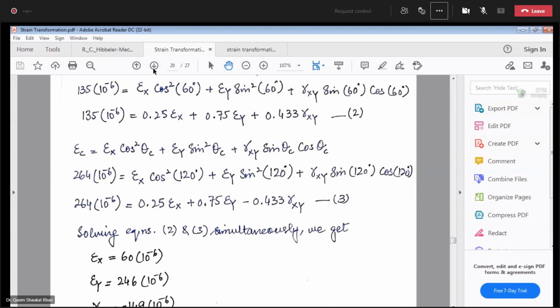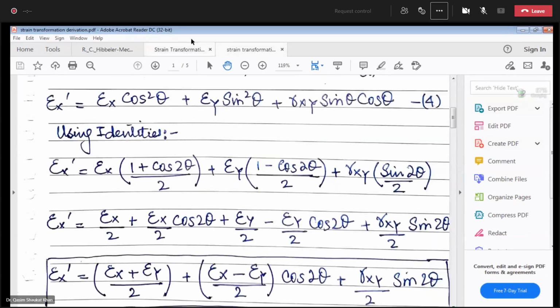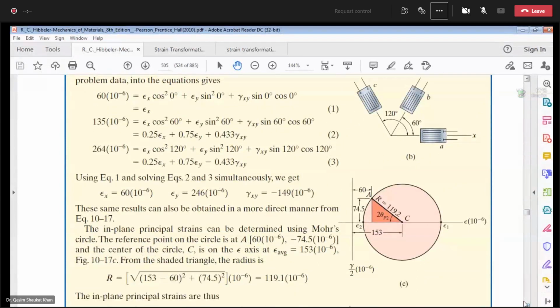Sir, 60 microstrain, 246 and minus 149 microstrain for epsilon x, epsilon y and gamma xy respectively. Okay, everyone is clear with this? Yes sir. Everyone has solved it. So epsilon x is 60 microstrains, epsilon y is 246 microstrains, and gamma xy is minus 149 microstrains.